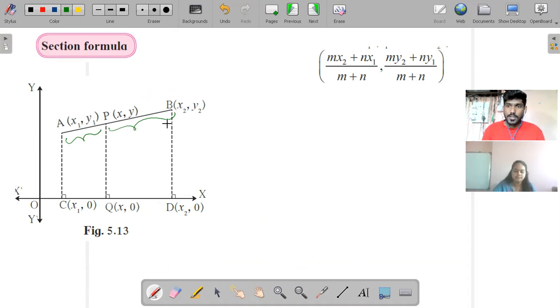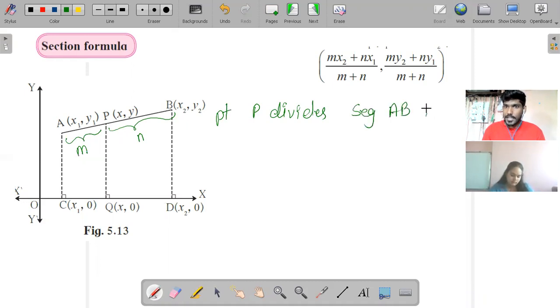Now these 2 parts will be in a ratio. The first part will be M and the second part will be N. So point P divides segment AB in the ratio M is to N. Now, in these problems where you have to use the section formula, we have to find out the coordinates of P.